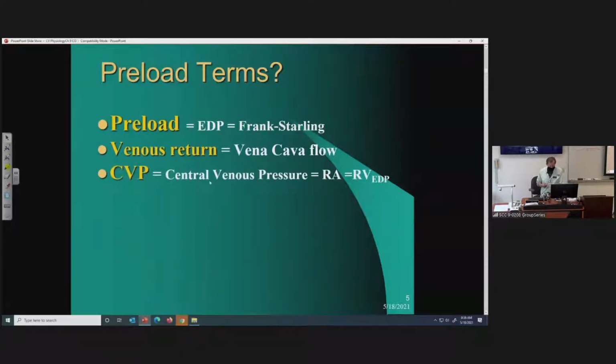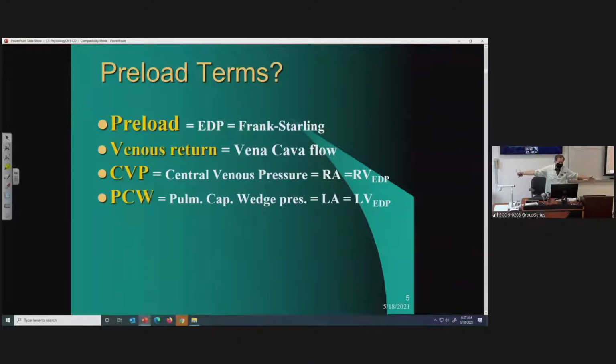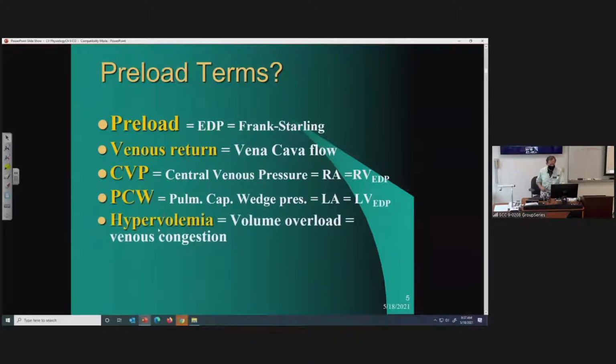But a CVP is known as the right atrial pressure, or the RVEDP, central venous pressure measured at your heart in the right heart. And then the wedge is the pressures in your left atrium or your LV at rest. The filling pressures. What is your pressure right before the heart pumps? And these are some important terms to be thinking about. Hypervolemia is just too much volume.